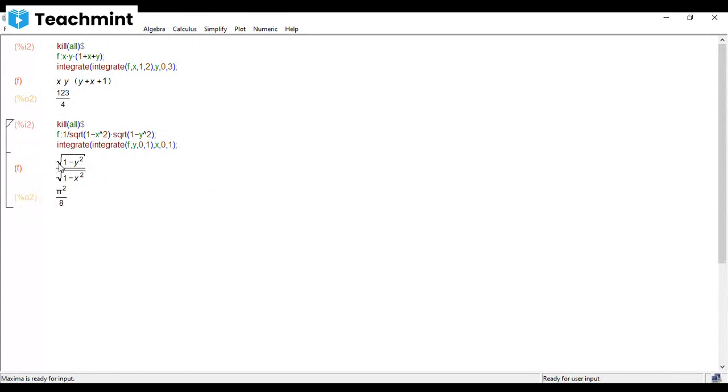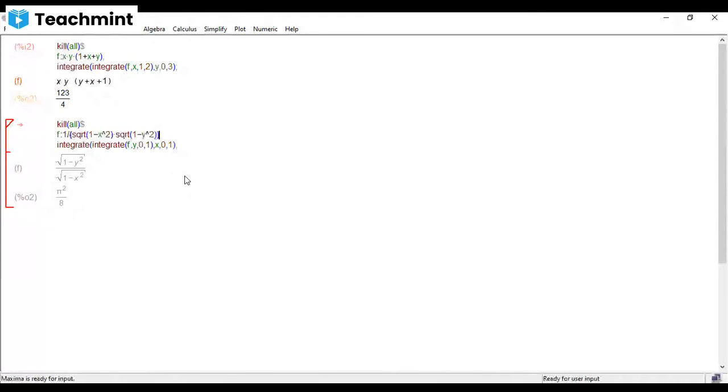And see the function. It is showing the function as square root of 1 minus y square into, it has taken this one as 1 by square root of x square minus 1 by square root of 1 minus x square. This is 1 by square root of 1 minus x square into square root of 1 minus y square. That's why it is showing this. But actually this was not our function.